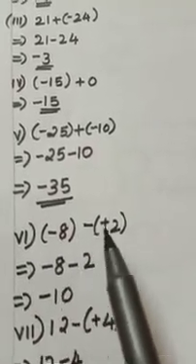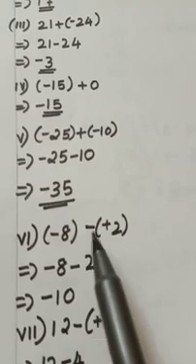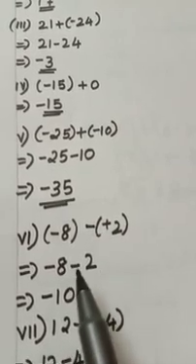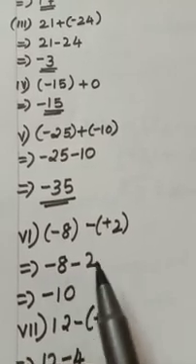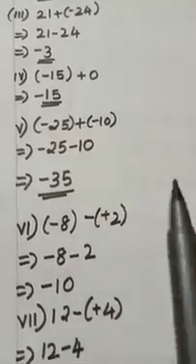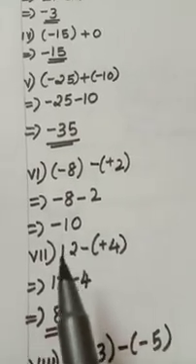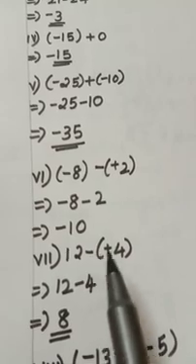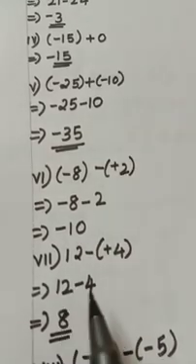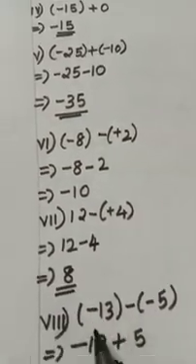Minus 8 minus plus 2. Two signs coming together, different signs, it will combine and you will get a minus. Same sign you have to add and put the common sign. Clear? Then 12 minus plus 4. Minus plus different signs combined to form negative. 12 minus 4, that is 8.